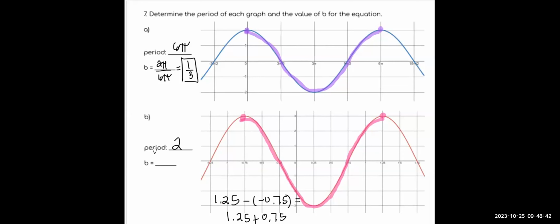Pi. Yes, 2 pi divided by 2. And so B is pi.